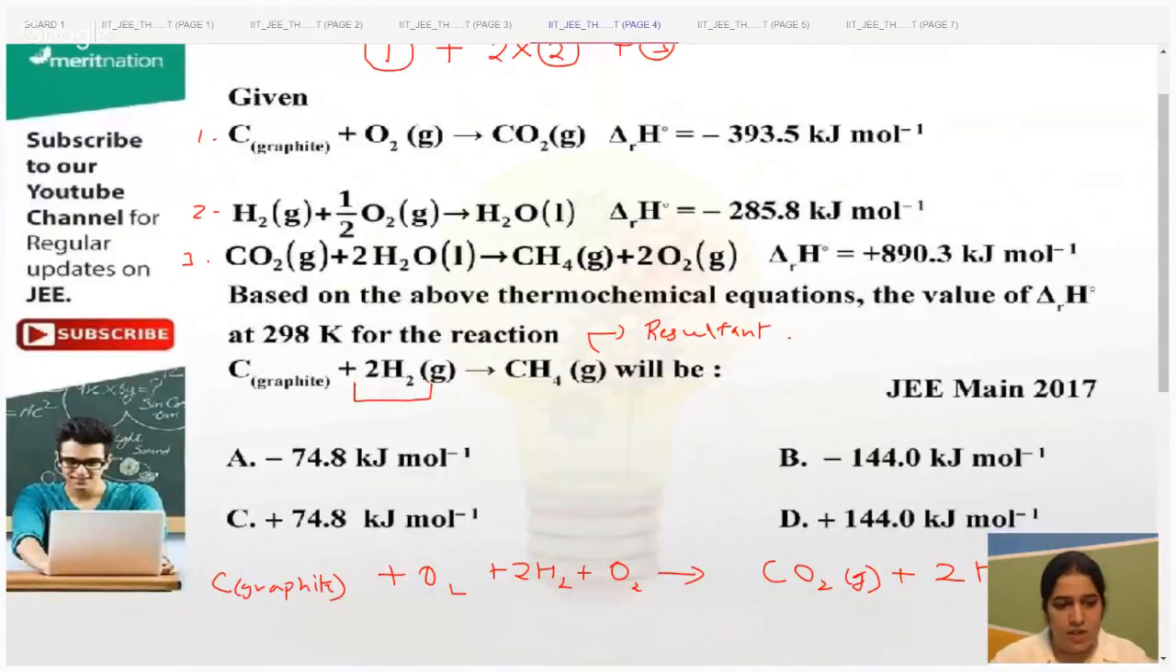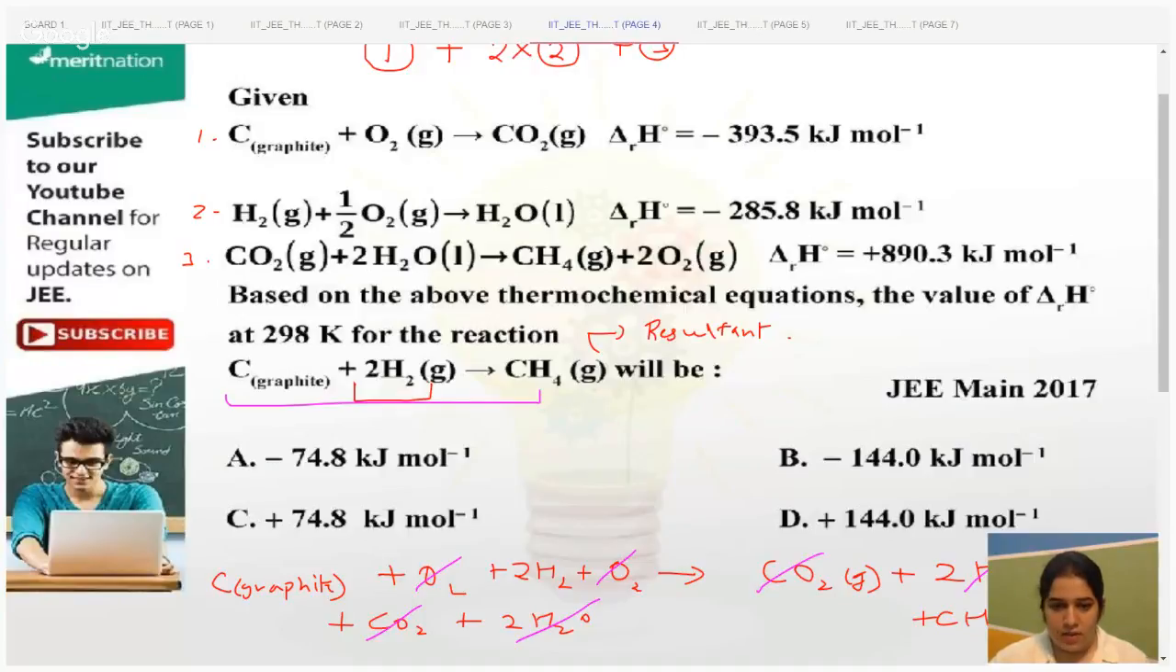Next, we need to add equation 3 as it is. So we will just add it here: CO2 plus 2H2O on the left, plus CH4 on the right hand side plus 2O2 on the right hand side. So what do we see? Carbon graphite is remaining as it is. The O2 and 2O2 get cancelled here. 2H2 remains as it is. CO2 gets cancelled with CO2. 2 water gets cancelled out here. Do we get the required equation? C plus 2H2 giving me CH4? Yes, this is the required equation.